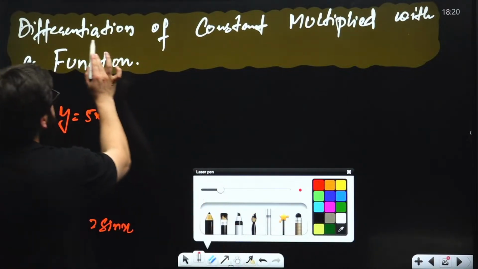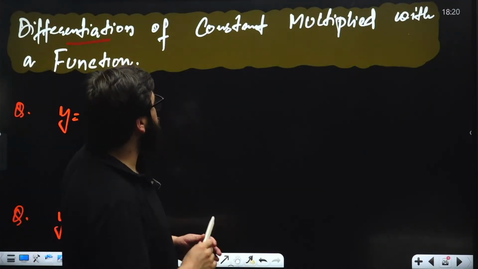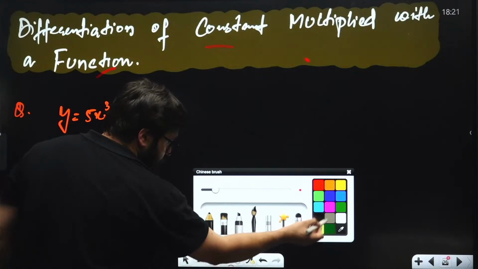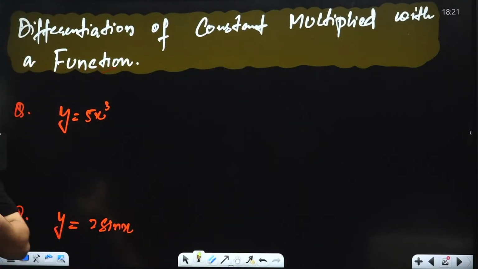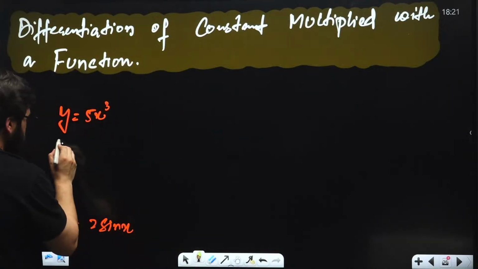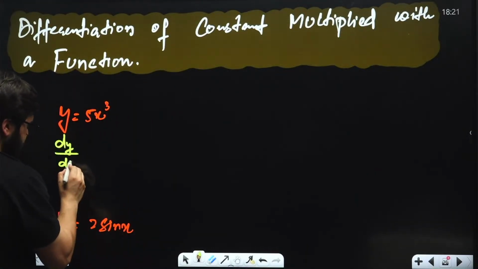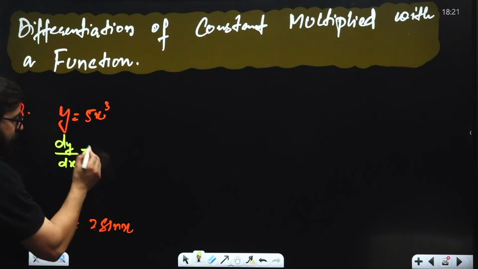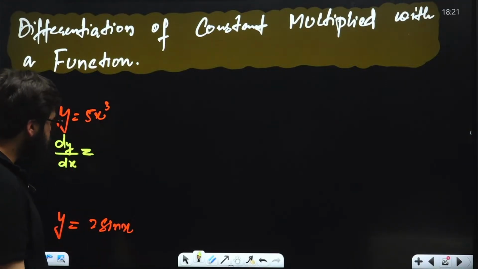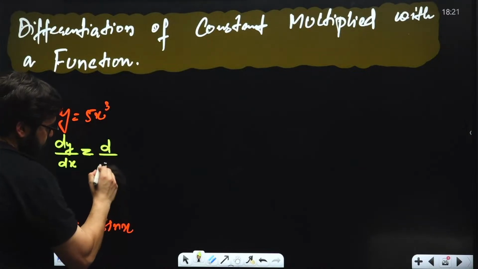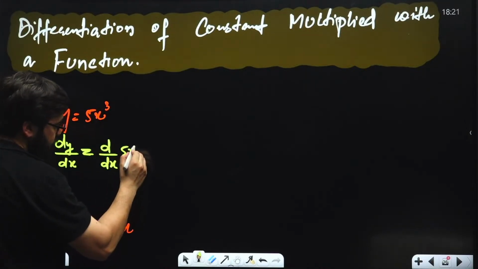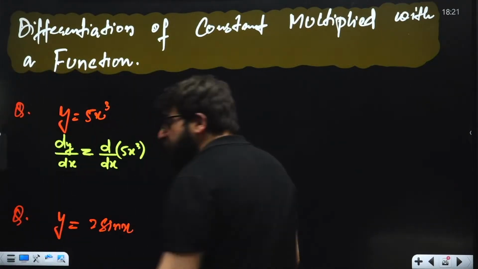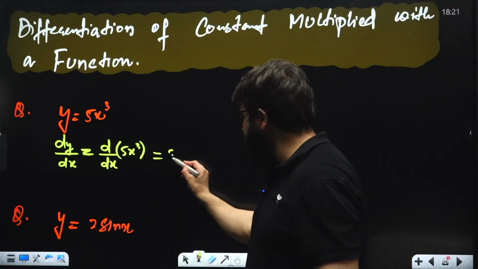Let's suppose you are getting a question about the differentiation of a constant multiplied with a function, like y is equal to 5x cube. In this case, you will have to find dy by dx. What you are supposed to do is, I would recommend you take this constant out. It is like this: d by dx of 5x cube. We have to do the differentiation. Instead of y, I am putting 5x cube. Now take this constant out.